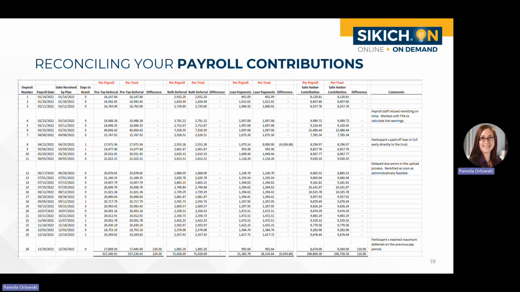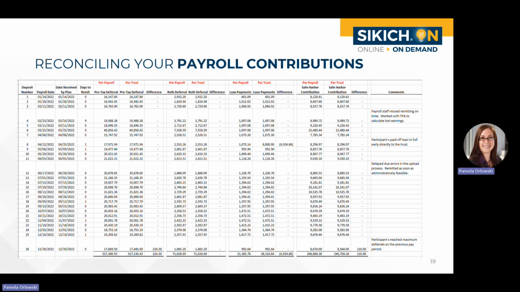So if we look at, for example, the one that is identified here, deposit number 4 is 9 days late. Here we noted somebody missed remitting this payroll. So you need to work with your service provider or third-party administrator to remit those contributions and potentially calculate lost earnings depending on how late it is and what process you're going to choose.